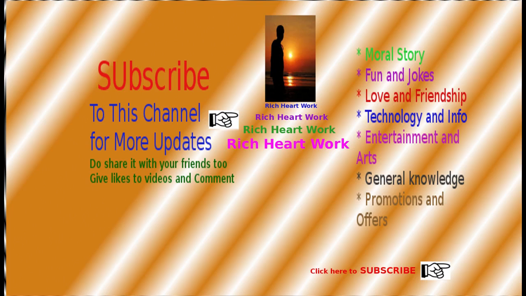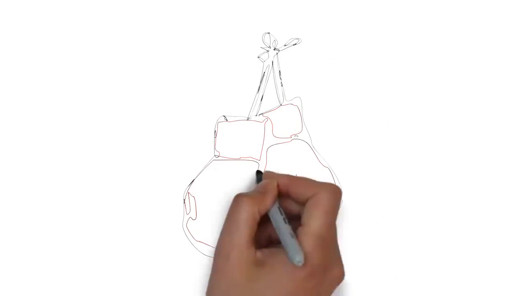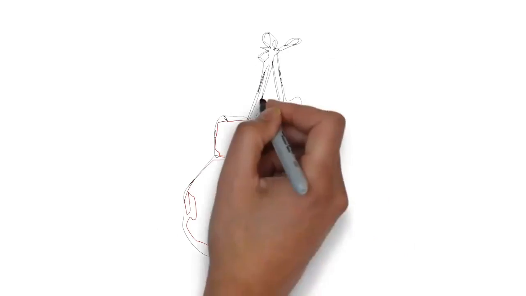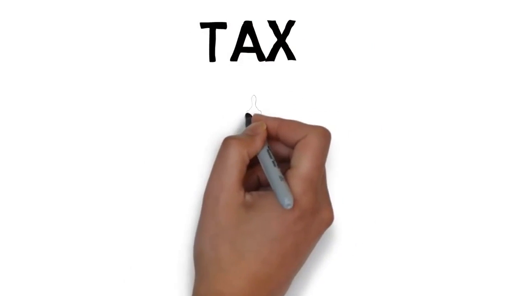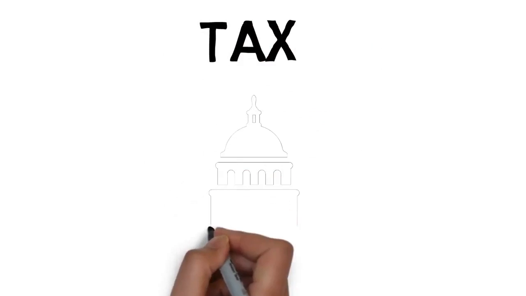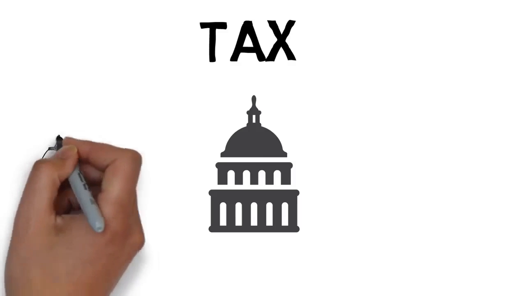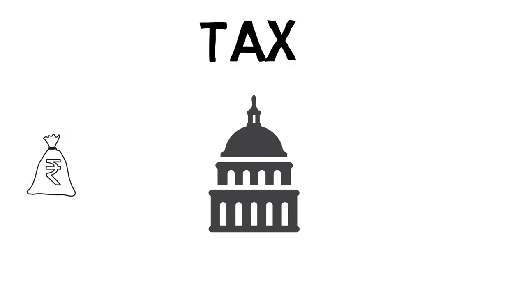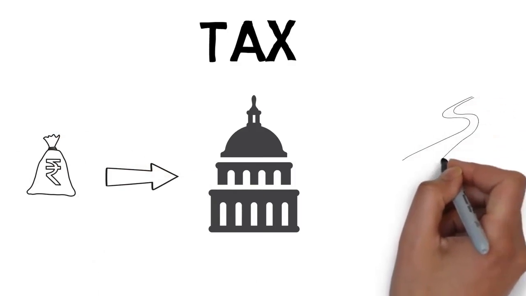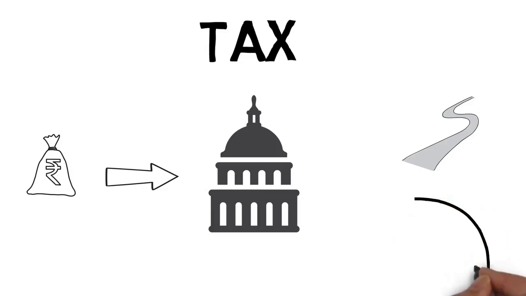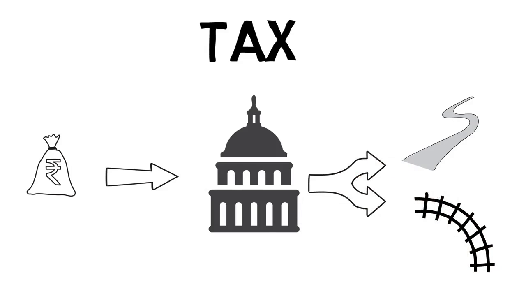Hello friends, today we will discuss GST, Goods and Services Tax. But before that, we need to know what tax is. Tax is the money which is paid to the government. It is imposed on your income, business profit, cost of goods and services, and transactions, so that the government can use this money in public interest and to pay off the national debts.